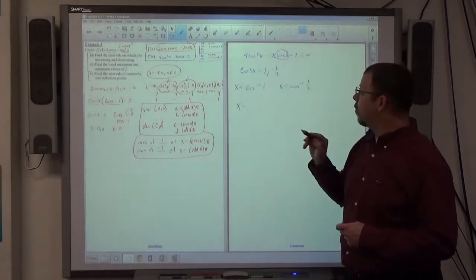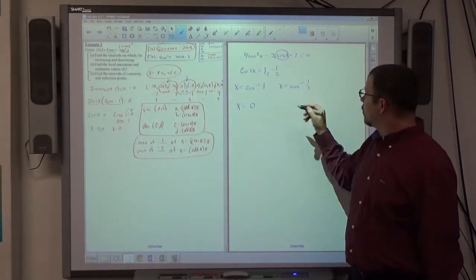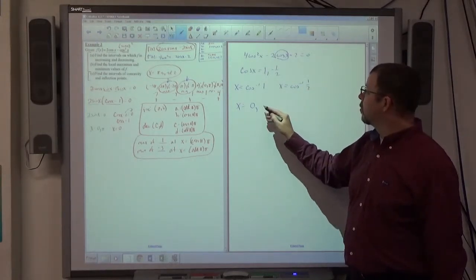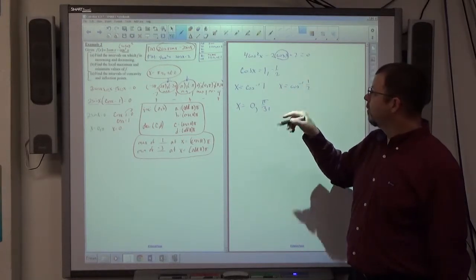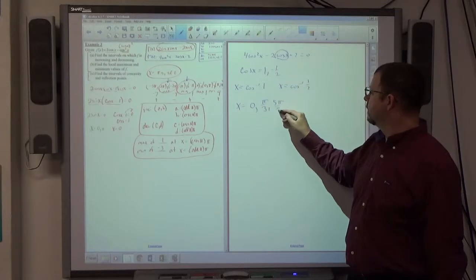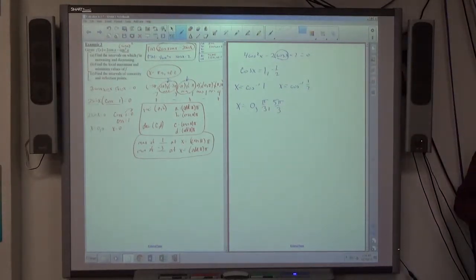Cosine of x equals a number, x equals inverse cosine of those numbers. So cosine equals 1 when x equals 0. Cosine equals 1/2 when x equals pi over 3, and again at 5 pi over 3. So we get a total of 3 answers there.